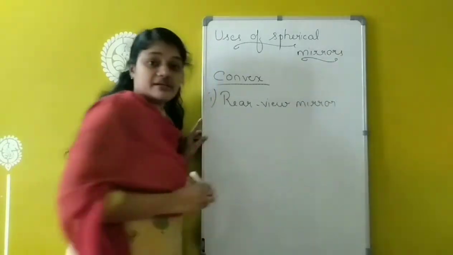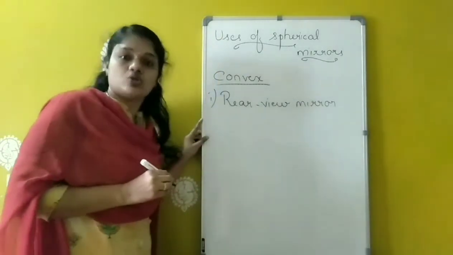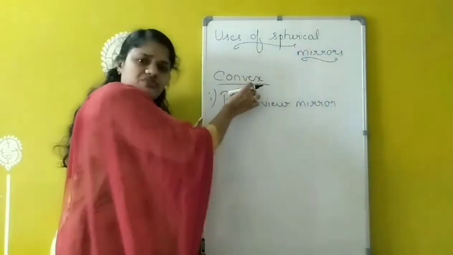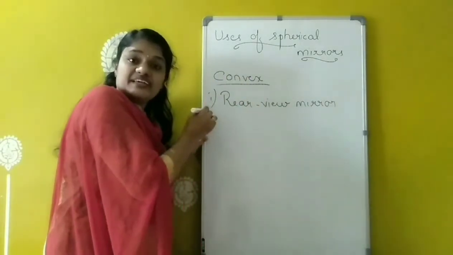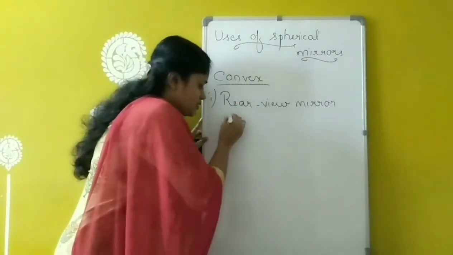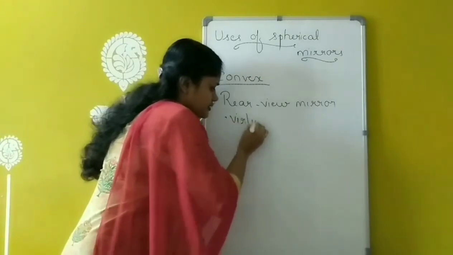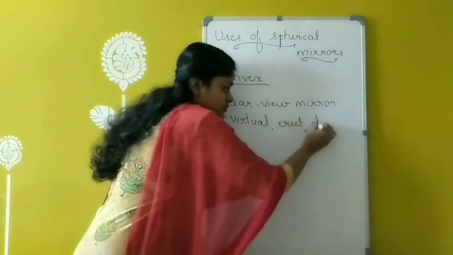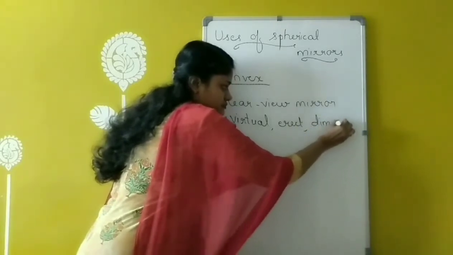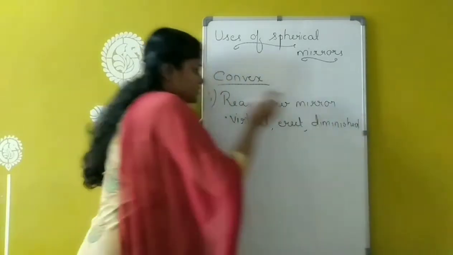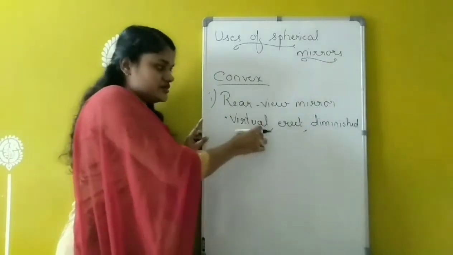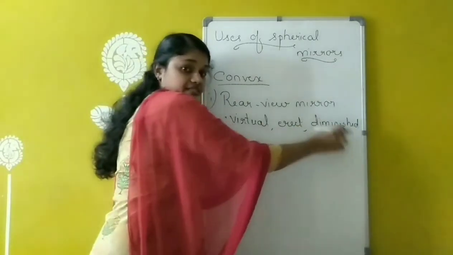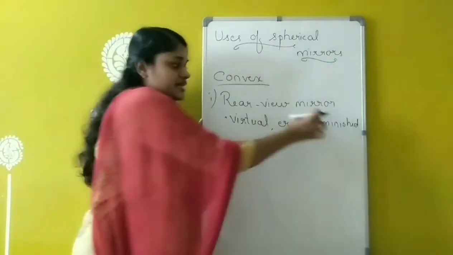It is used as a rear view mirror or side view mirror in automobiles. The reason is this convex mirror always produces a virtual, erect and diminished image. So this convex mirror always produces a virtual, erect and diminished image. That means the image will always be straight as well as diminished.